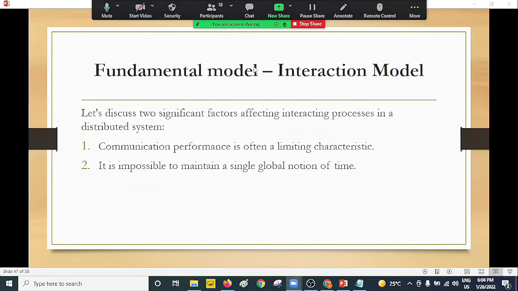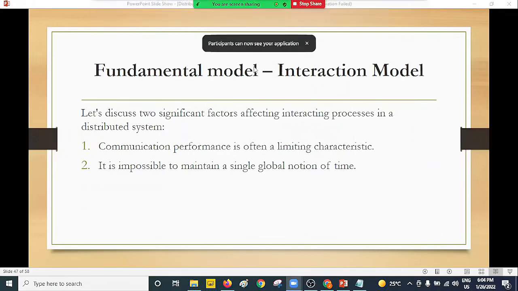As I mentioned, one of the fundamental models is the interaction model, where we need to understand the two significant roles that are being played. We need to look at the communication performance. When we have two components of a distributed system, how does communication happen? How is the performance? Because that is very essential. The other one is the aspect of delay, or what we refer to as latency, because we don't have a global clock. So how do we achieve this? It is impossible to maintain a single global notion of time. So how do we deal with that kind of concept? That is the interaction model.